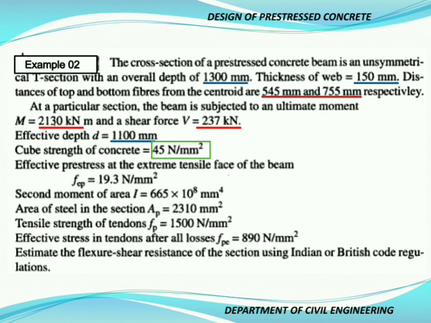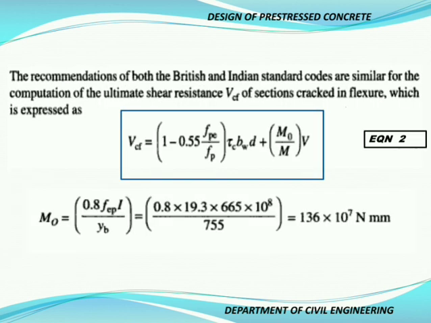We have to estimate what? Flexural shear resistance. So first let's go on to the formula. VCF is given by 1 minus 0.55 FPE upon FP, both values are given, need not worry, multiplied by tau C into BW into D.